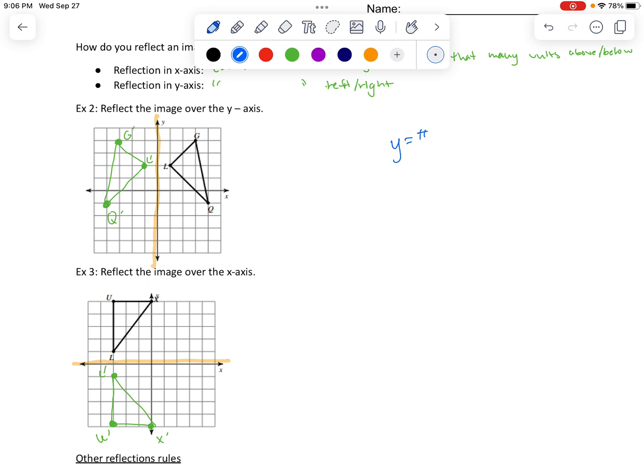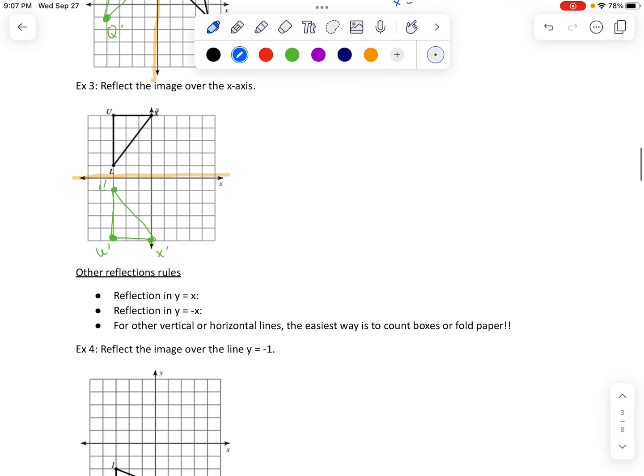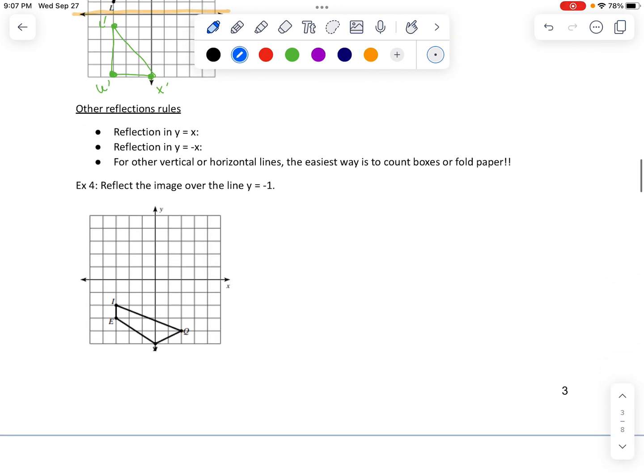Y equals a number is horizontal, and X equals a number is vertical. Because you will have situations where it's not always x-axis or y-axis. You might have a vertical line or a horizontal line. That's obviously with a number. So just a quick reminder on that. Now, other reflection rules.